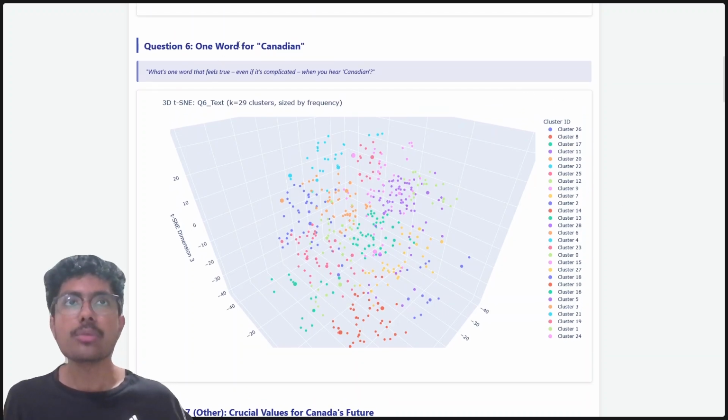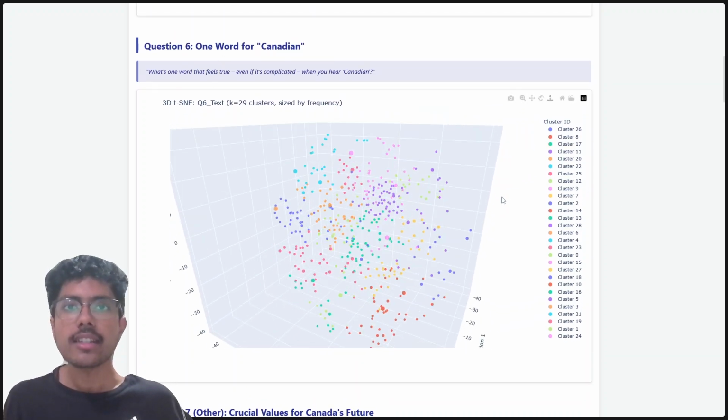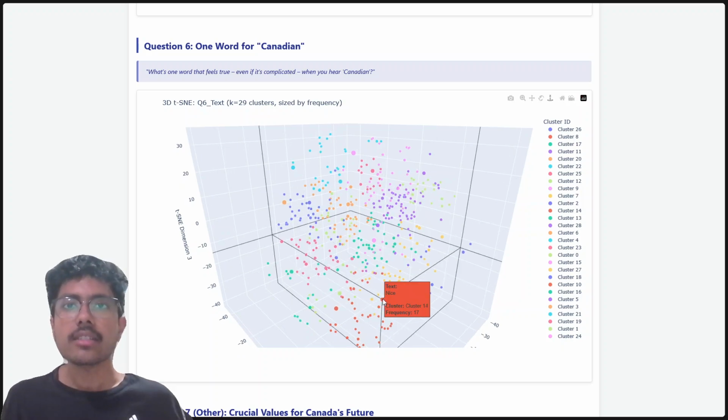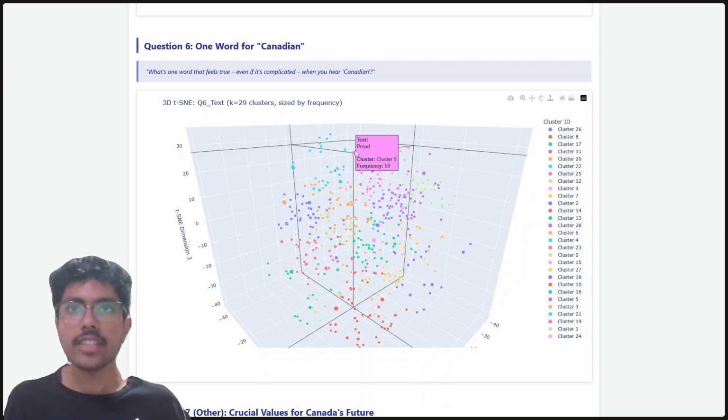This is about one word for Canadian. As you can see, some of them are bigger. That's because they have been more frequently mentioned, such as nice has been mentioned 17 times. Proud has been mentioned 50 times.